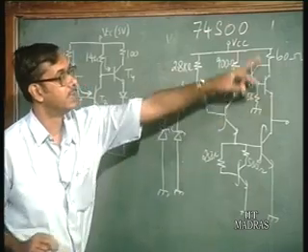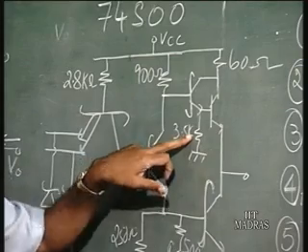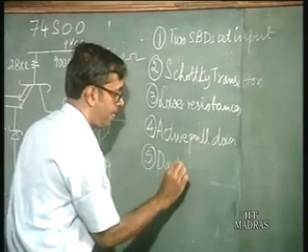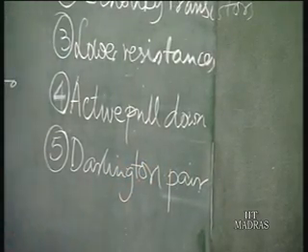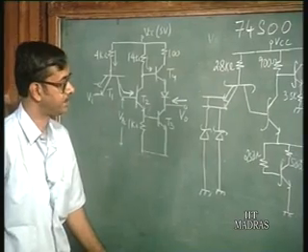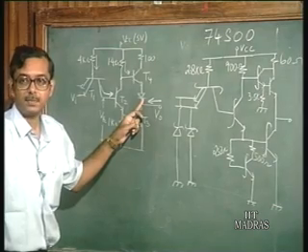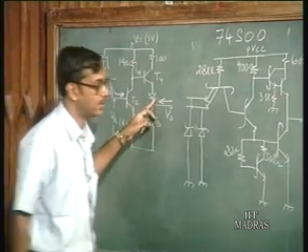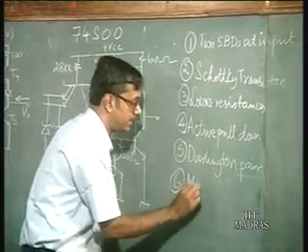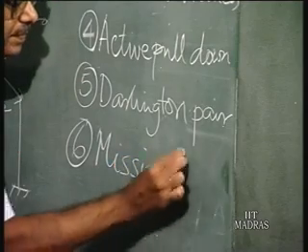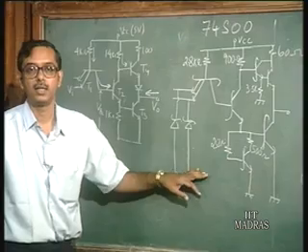Number 5, this one. What is this configuration called? Darlington pair. And then what is the remaining one? One diode is missing, the diode between the two. So these are the 6 major differences which you see.